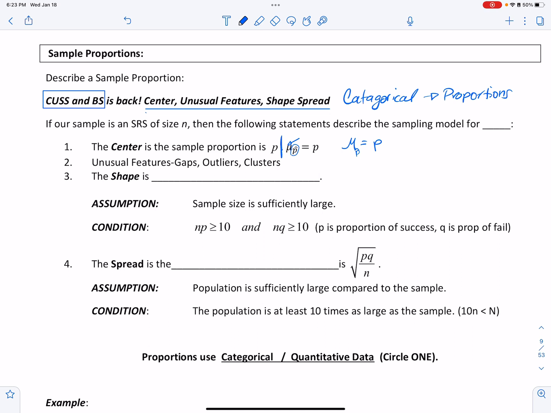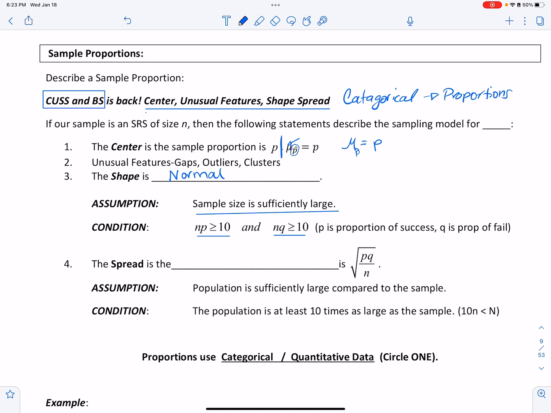Unusual features are gaps, outliers, and clusters. The shape is going to be normal, but this should not come as a surprise to you. It cannot be normal unless I have a sufficiently large sample. You learned in the last unit, how do I have a sufficiently large sample? NP and NQ both have to be greater than 10. Okay?